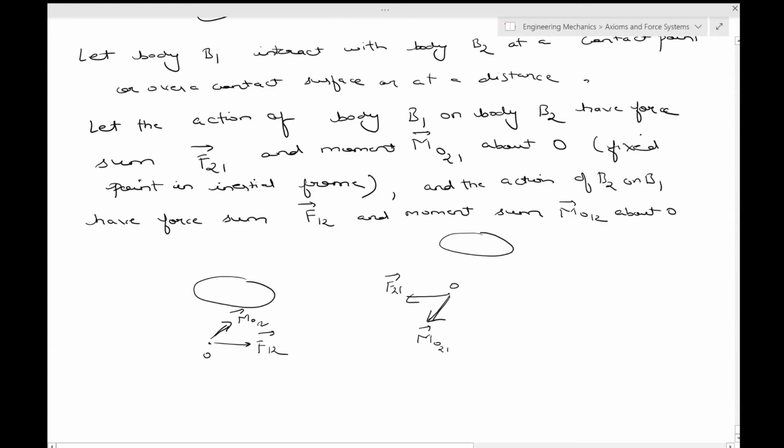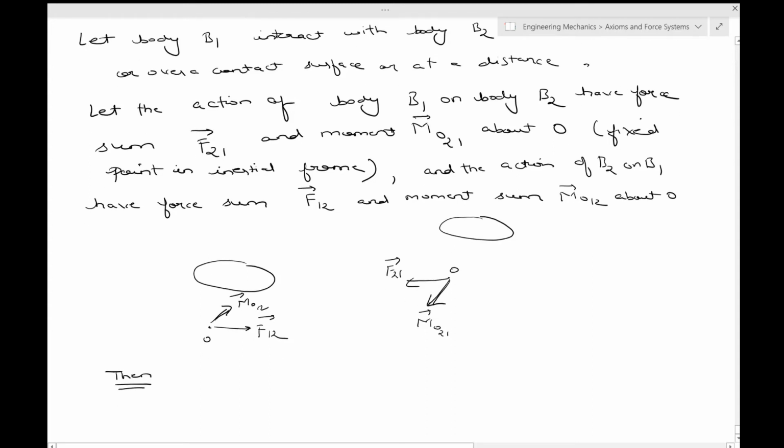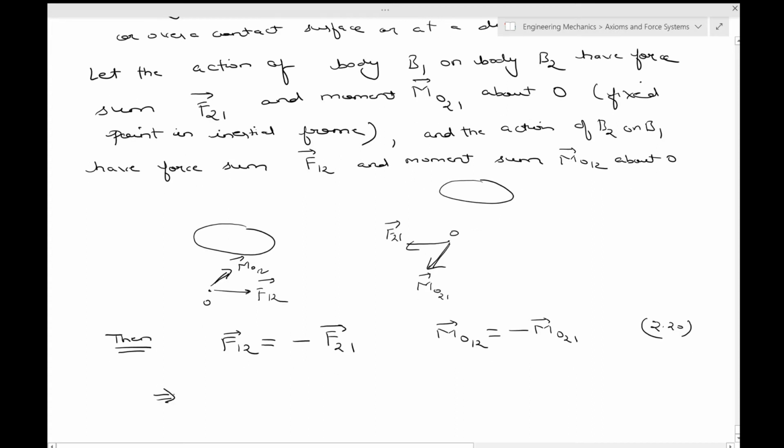I think these two forces are clear. Now we are stating it here, and we will show its proof eventually. F12 is equal to minus F21 and MO12 is equal to minus MO21. This is 2.20. This implies MA12 is equal to minus MA21 for all points A.